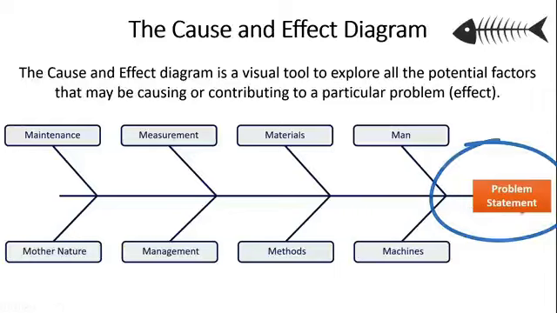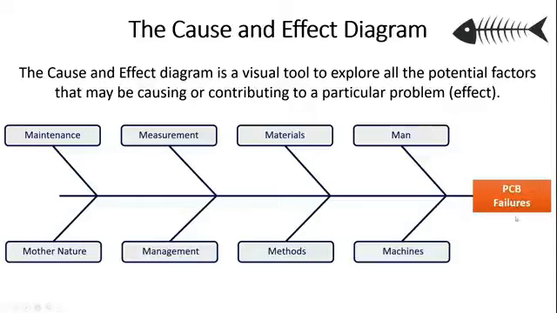That's the head of the fish here in orange. This is our effect. And so step one of the cause and effect diagram is to start with a really well-written problem statement. So I've put in PCB failures, but in reality, you want to have a much more descriptive problem statement than this. And once you have this effect, you can start working through the Fishbone process to analyze all of the potential causes and failures.